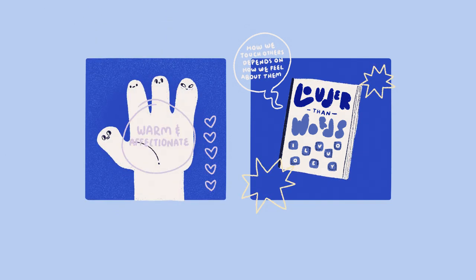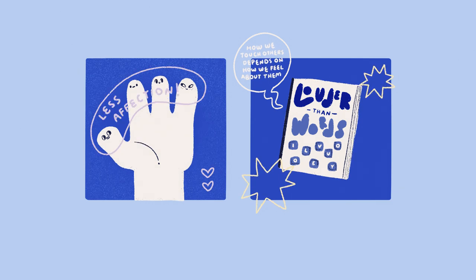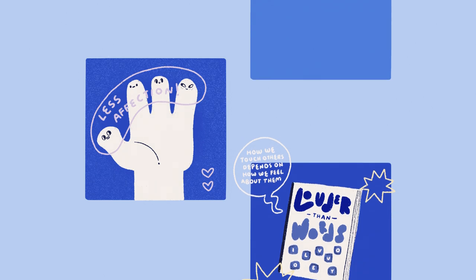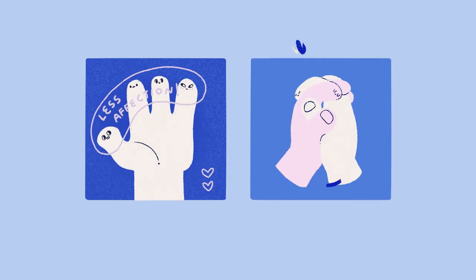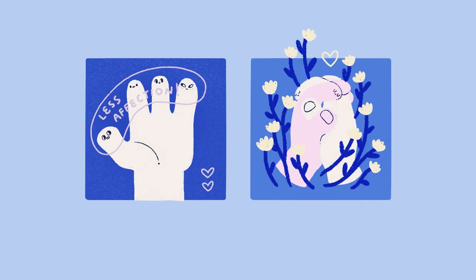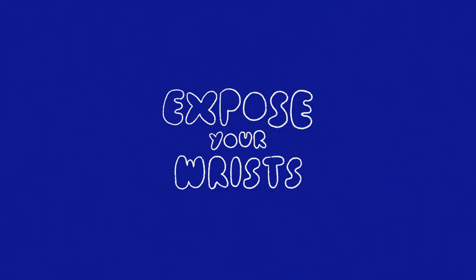He notes that full touch with the palm of the hand is considered warm and affectionate, while touching with the fingertips betrays less affection. So if you're going to hold their hand, hold their hand. Palms together, fingers intertwined. Unless they hold hands the other way, intertwined fingers or not intertwined fingers.